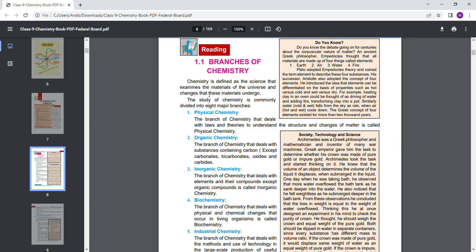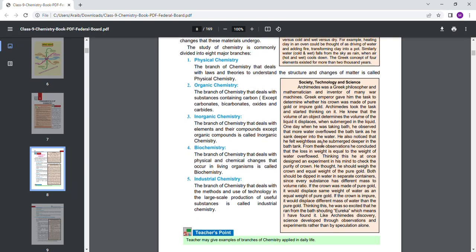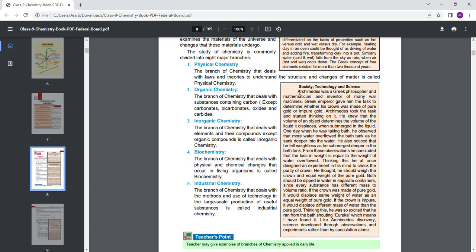Now I will read the definition of chemistry. Chemistry is defined as the science that examines the material of the universe and the changes that these materials undergo. And we will read a side paragraph which is related to science, technology, and society.